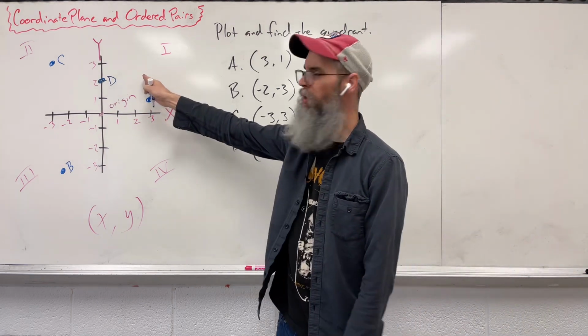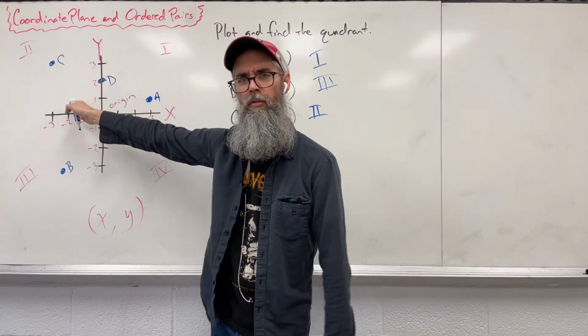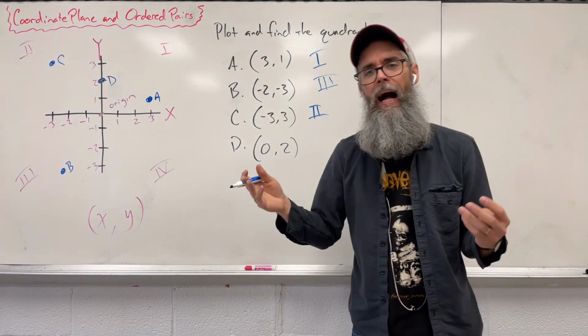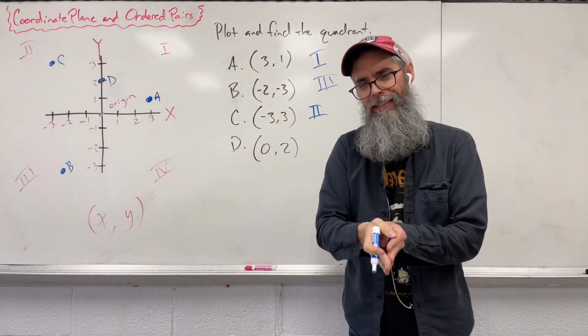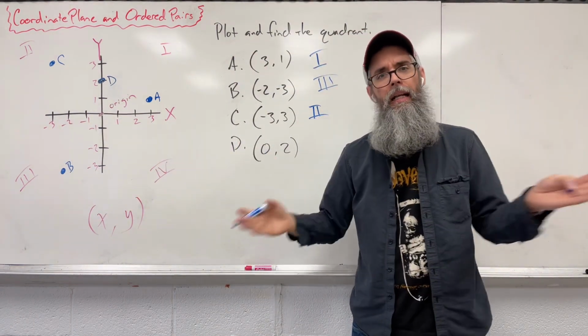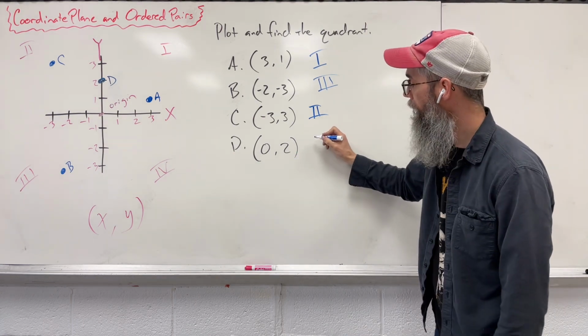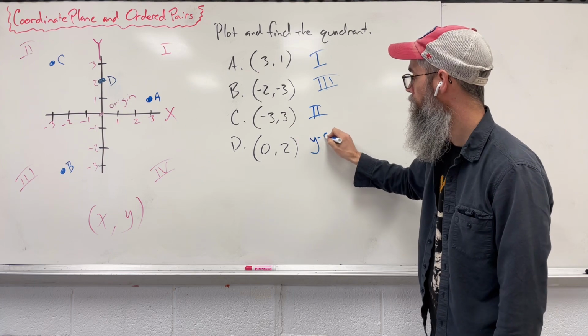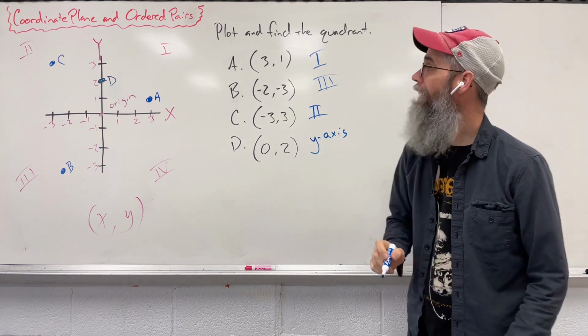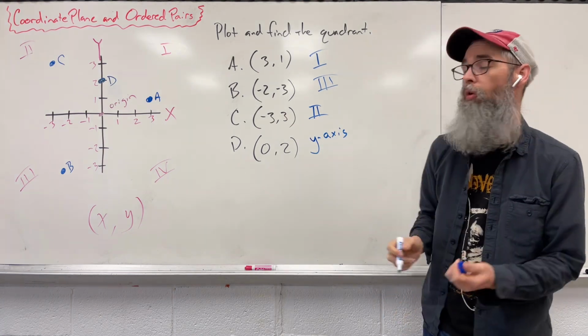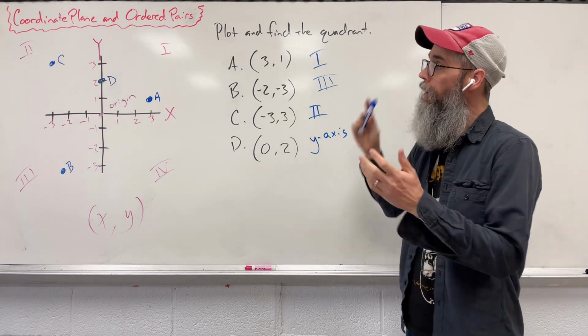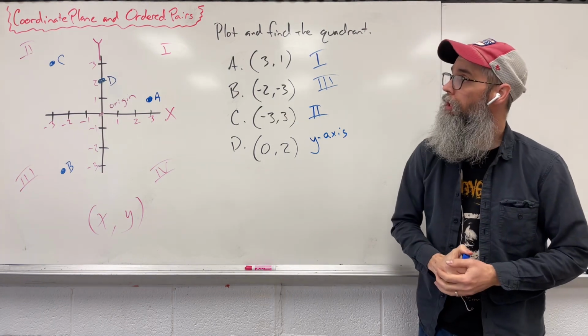Well, sometimes it's in 1, sometimes it's in 2. When it's on the axis, it's not in any quadrant. It's like it's on a fence. So instead, we say that it lands on the y-axis. It's not actually in a different quadrant. And that is plotting points in the coordinate plane.